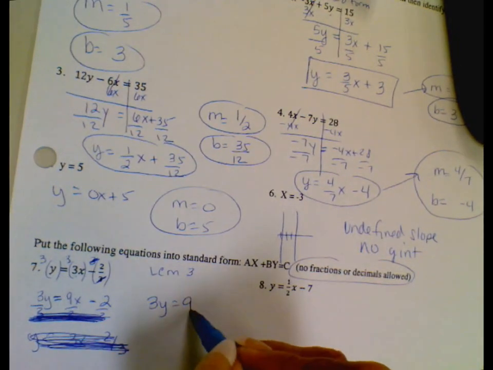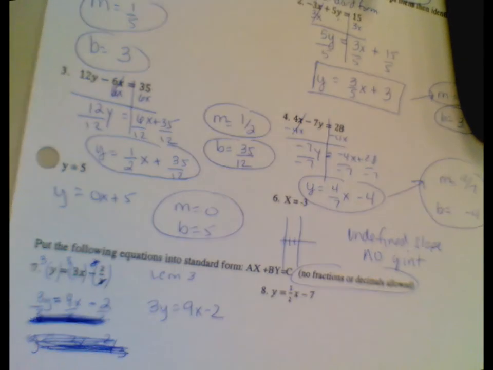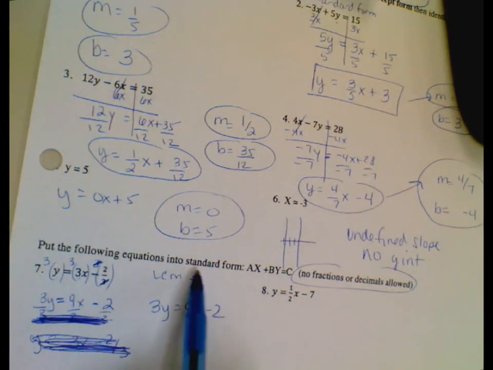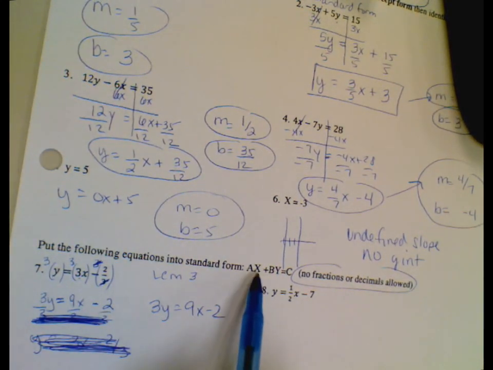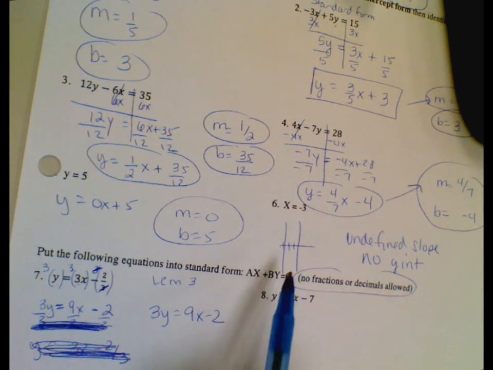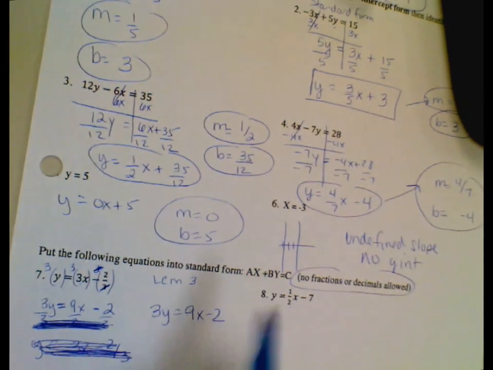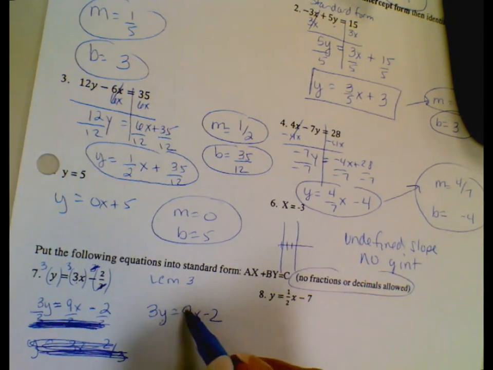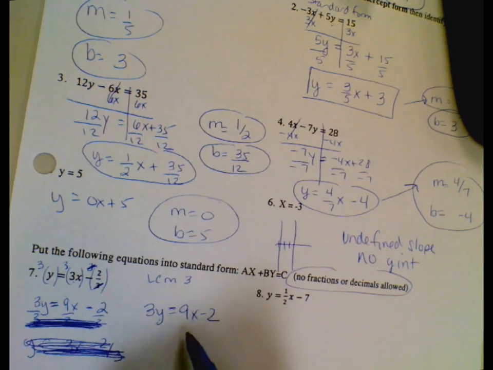3y, let's go back to this step. I started putting it in slope-intercept form, but it started in slope-intercept form. I forgot. Let me read my directions again. Put it in standard form. Standard form means x and y must be on the same side. Look at this equation. There's y, but x is all the way on the other side of the equal sign. So we're going to move x over.